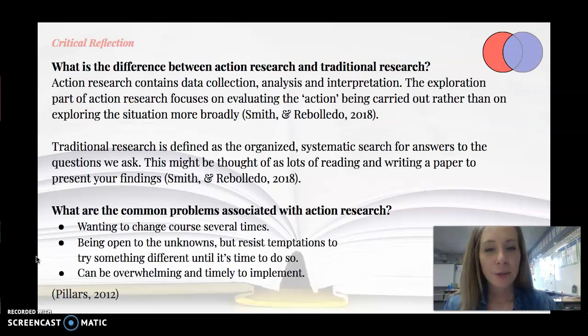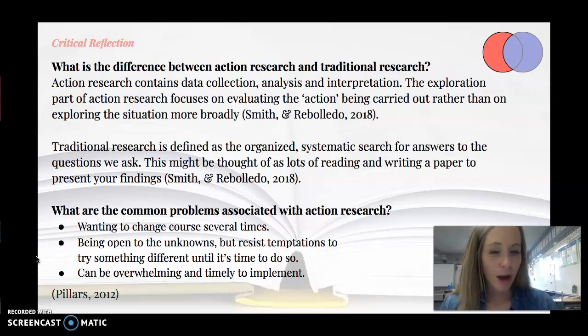What is the difference between action research and traditional research? I found that action research contains data collection, analysis, and interpretation. The exploration part of action research focuses on evaluating the action being carried out rather than just exploring the situation more broadly. While traditional research is defined as organized, systematic search for answers to questions that we ask. This might be thought of as a lot of reading or writing a paper to present your findings.